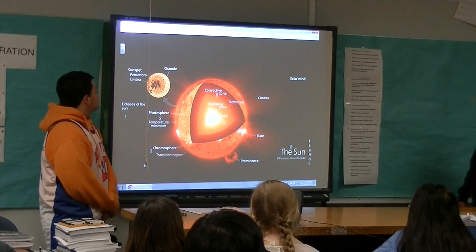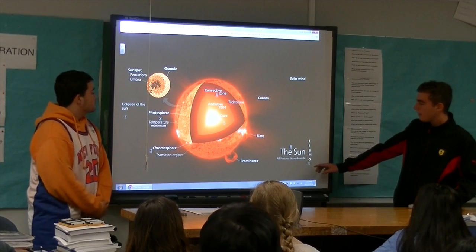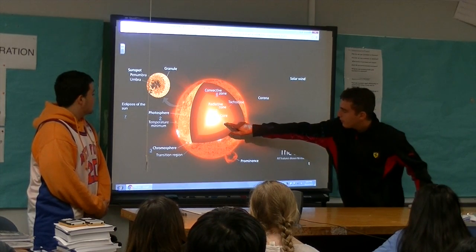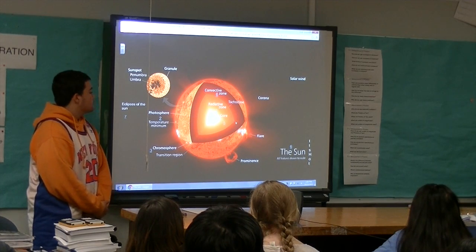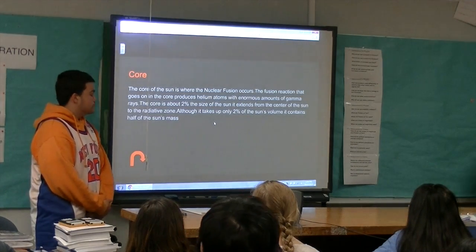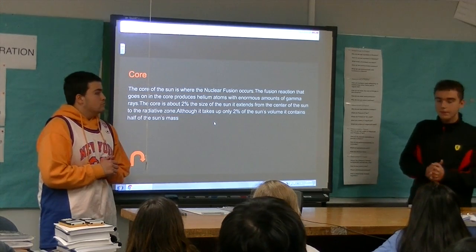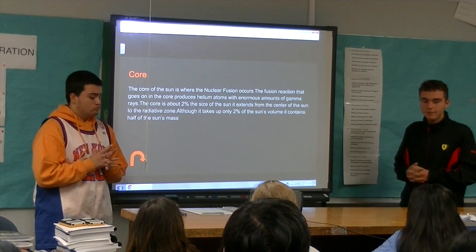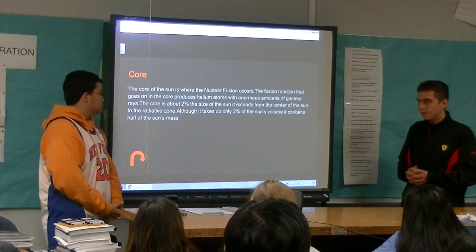We have a cutout of the sun, which we made into clickable parts in each. So we can go through each part of the sun. We can go to the core. The core takes up only about 2% of the sun's volume, but in relation to its mass, it's really, really dense, and it makes up 50% of the sun's entire mass, although it's only 2% in volume.